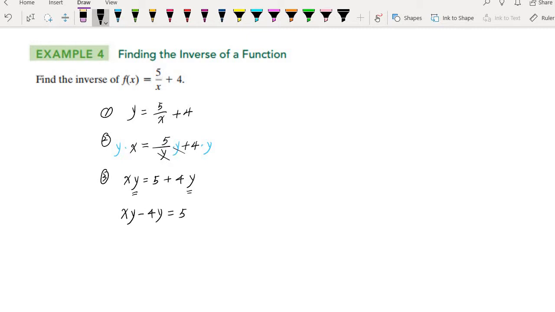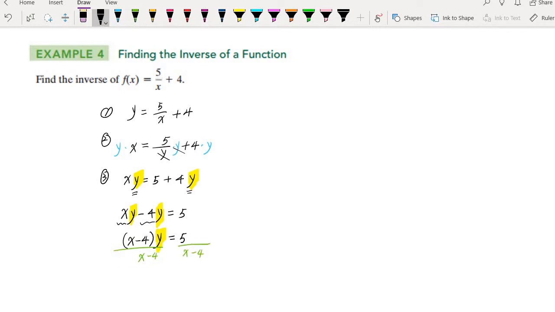Be careful on this because you guys are not used to it. Once we have this, remember you are solving for y. That's why we put them all together. Now we're going to factor y out. I'm going to put it right here, and what's left over here will be x minus 4. And then on the right side, we're going to have 5. Once we have this, we're going to divide by x minus 4 on both sides.